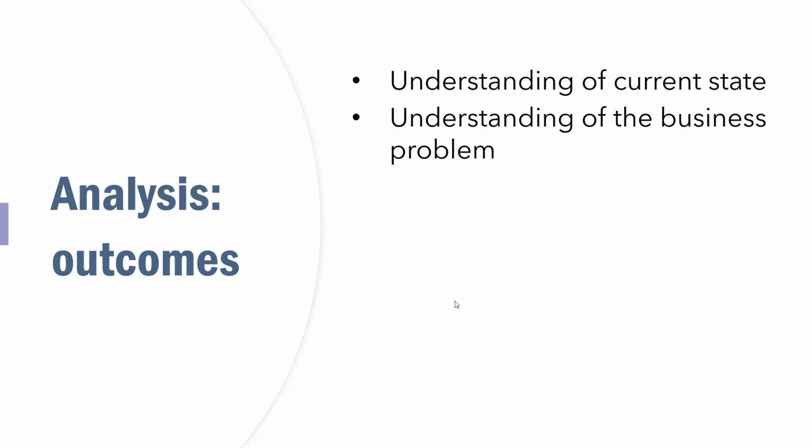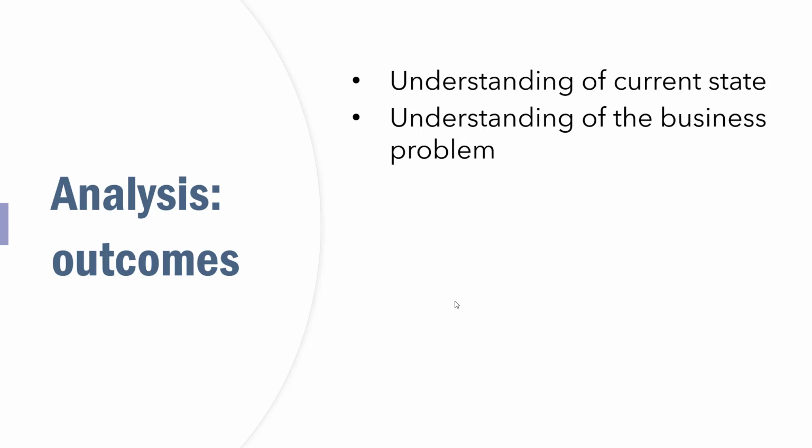Now, when we're doing this analysis, what are the outcomes? What is it that we want to get out of it? What do we need for our business analysis process to be successful? We need to have a very clear understanding of current state: what is happening, what works, what doesn't work, who does what, why do they do it, what happens now, what happens next. This is all part of our understanding of how business is run.